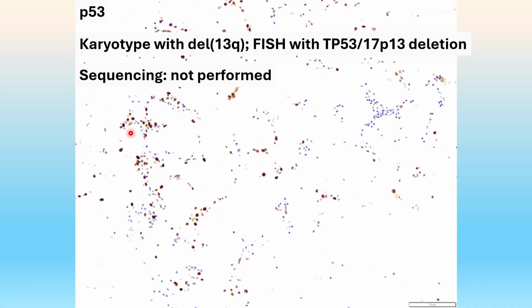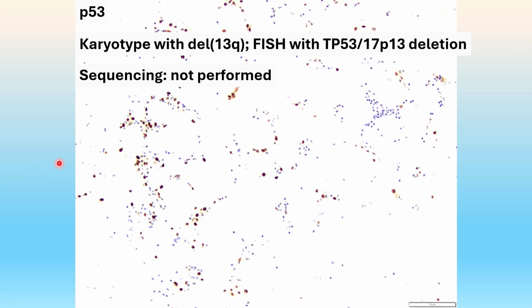And when you do stain on this biopsy in particular, it did have an increase in CD34 positive blasts, which you can argue, is it less than 5% or is it more than 5%? I think it's a little bit more than 5%. And then p53 in this case was strongly positive. So the karyotype had deletion 13q, and the FISH showed evidence of p53 deletion, and sequencing was never done.